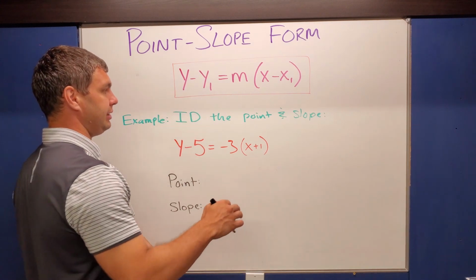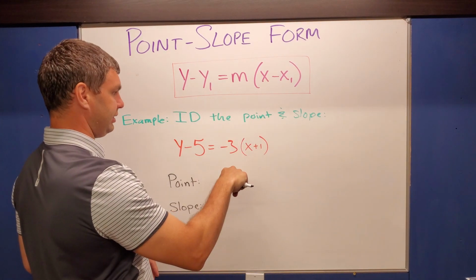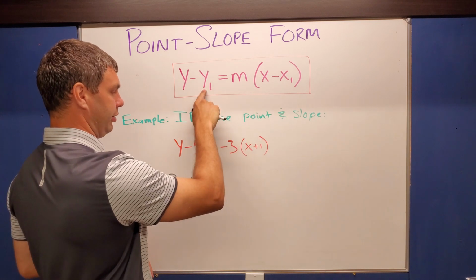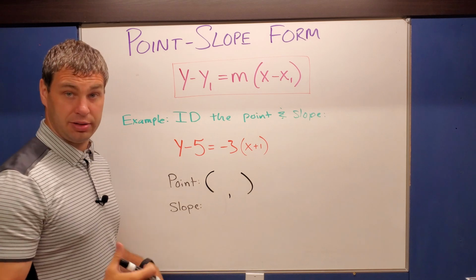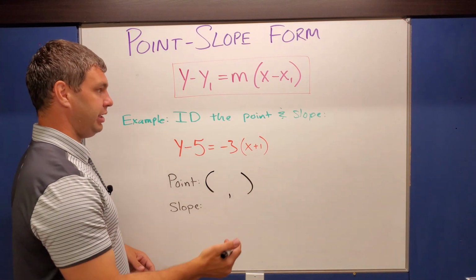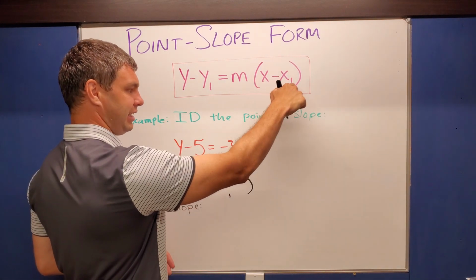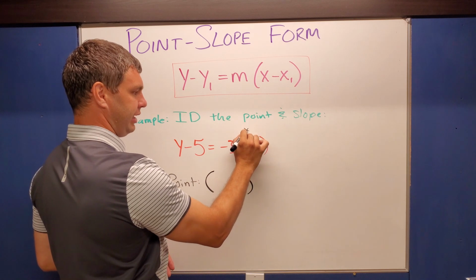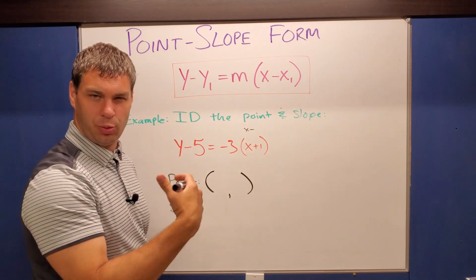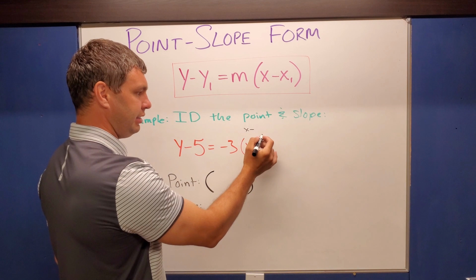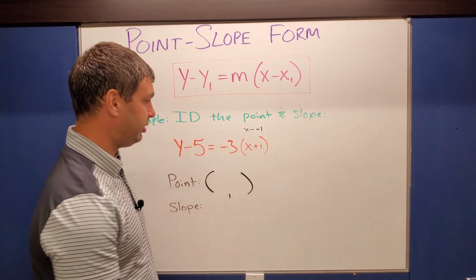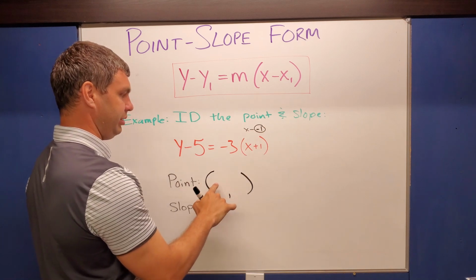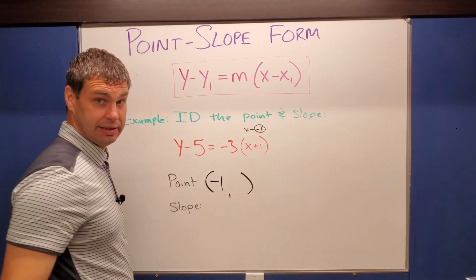Remember that the point can actually be the x1, y1 written as an ordered pair. So we're going to start by writing out an ordered pair of parentheses. And the x1 here, since the formula says it's x minus x1, I would need to write this as x minus something. And what can I write there so that this is equivalent? It's actually going to be a -1, right? X minus a -1 is the same as x plus 1. So the -1 is going to be the x1 in this case.